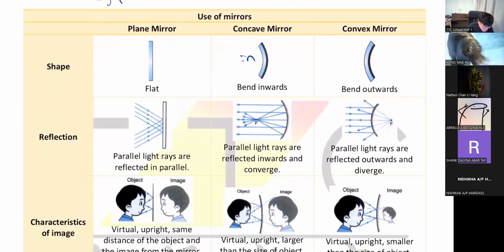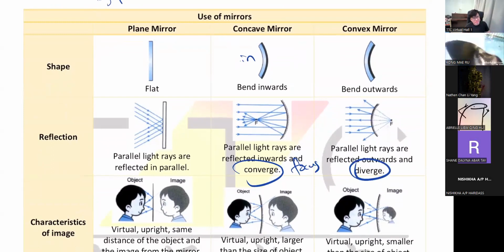Okay, anyway, so plane mirror does something called reflection. Concave mirror will converge light. What is converge? Converge means they focus. And then convex diverges, which means unfocused.